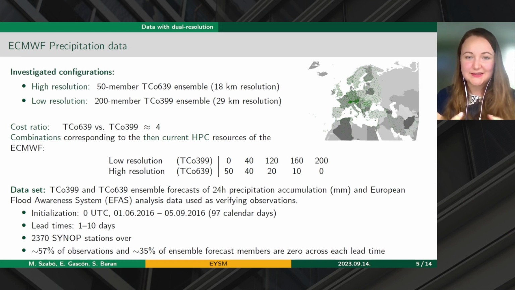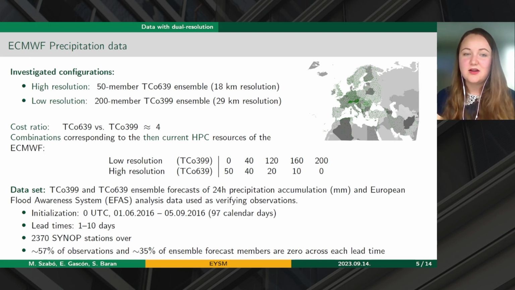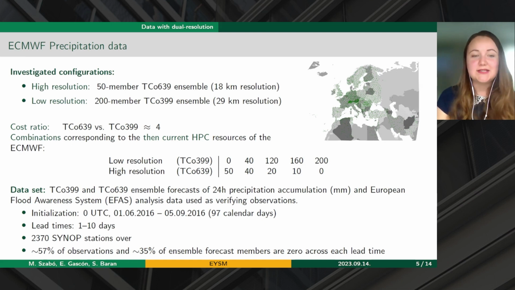And so here you can see in this table the different combinations. We tested 5 different ones. On the left-hand side, you can see just the 50 purely high resolution combination. And on the right-hand side, you can see the 200 of the lower one. And in between, we have 3 mixed combinations. So the data set, as I said, consists of 24-hour precipitation accumulation data, and we have the corresponding verifying observations.